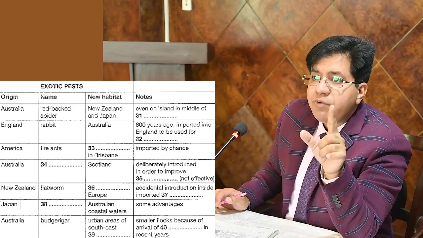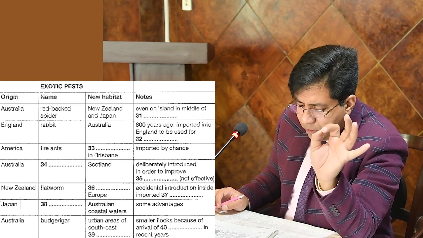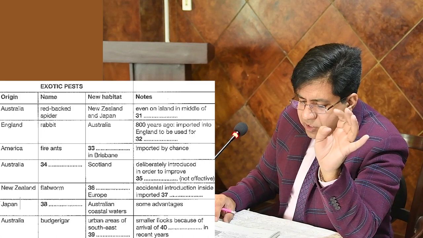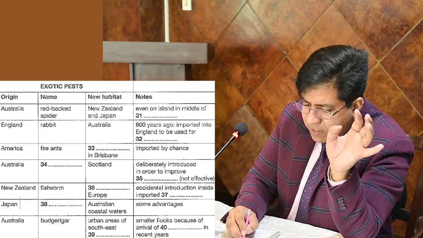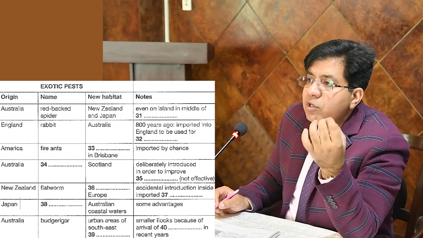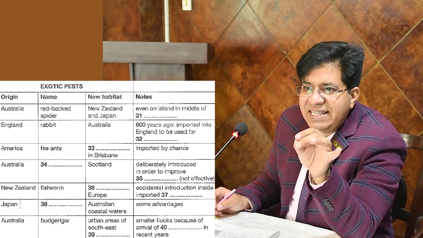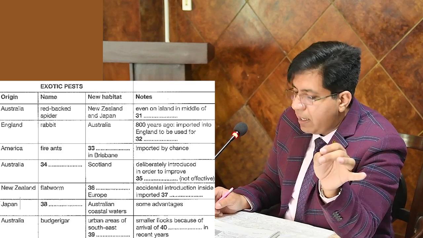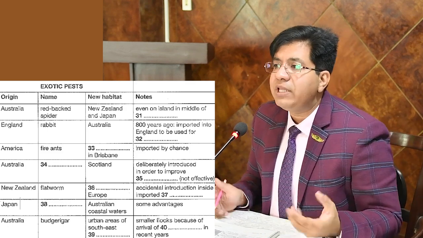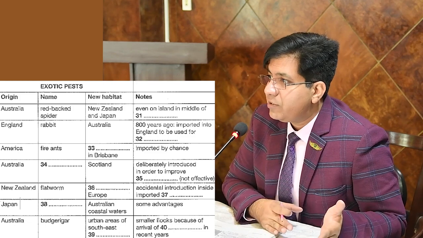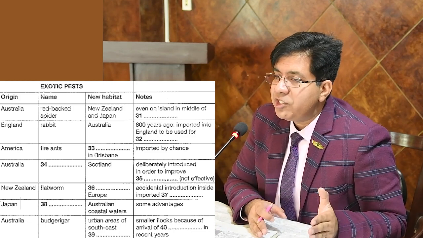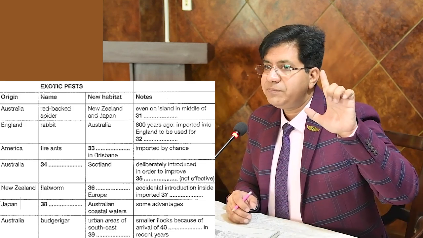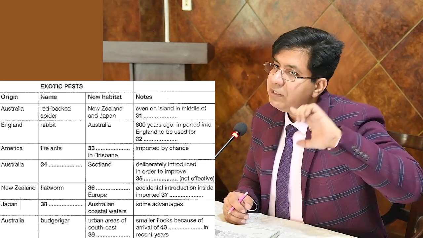Okay, how to read the questions? First of all, you can see there is a table and there are four columns. First column, the topic is exotic pests. Now, if you don't know what exotic is, you know the pest from the word pesticide, right? Pest and pesticide. And in part four, there is always a part of a lecture. And how many people talk in part four? Just one.